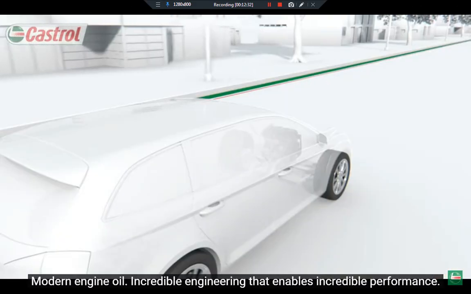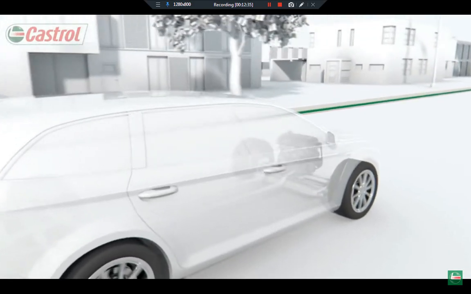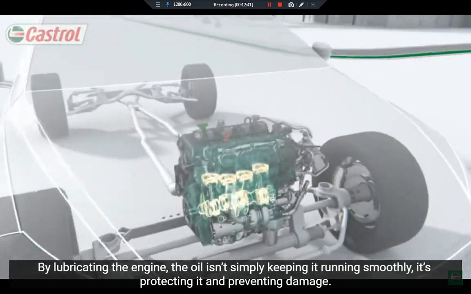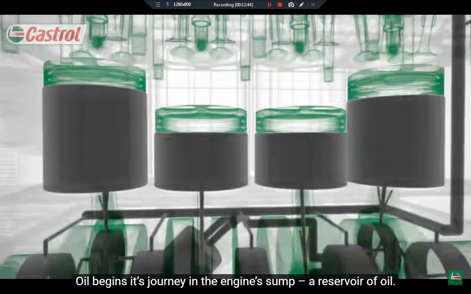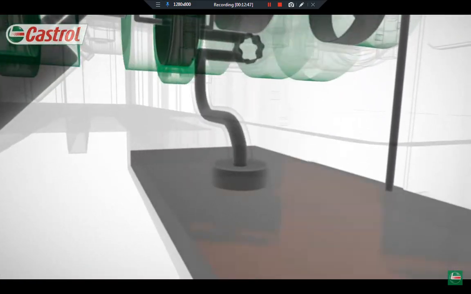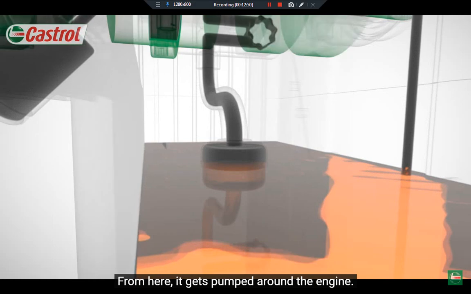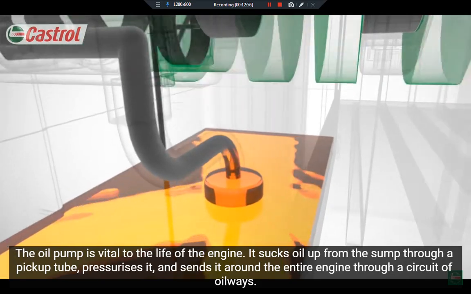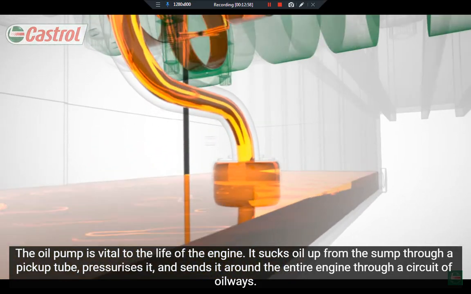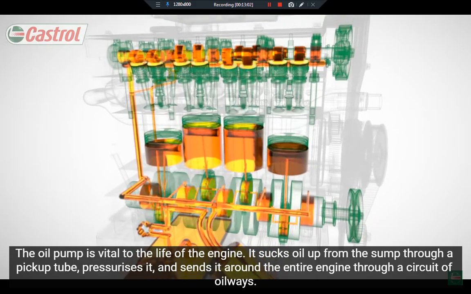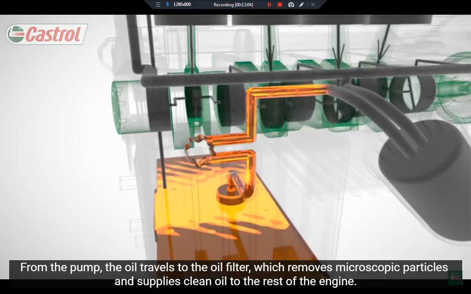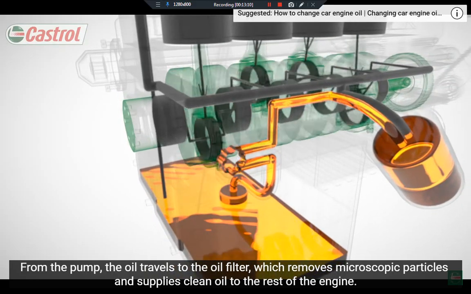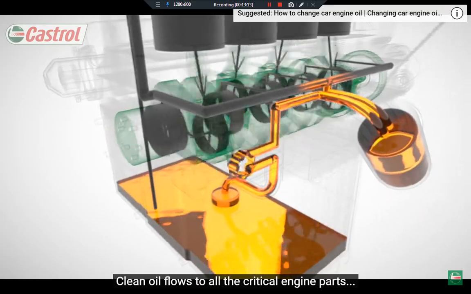Modern engine oil. Incredible engineering that enables incredible performance. By lubricating the engine, the oil isn't simply keeping it running smoothly, it's protecting it and preventing damage. Oil begins its journey in the engine's sump, a reservoir of oil. From here, it gets pumped around the engine. The oil pump is vital to the life of the engine. It sucks oil up from the sump through a pickup tube, pressurizes it, and sends it around the entire engine through a circuit of oilways. From the pump, the oil travels to the oil filter, which removes microscopic particles and supplies clean oil to the rest of the engine.